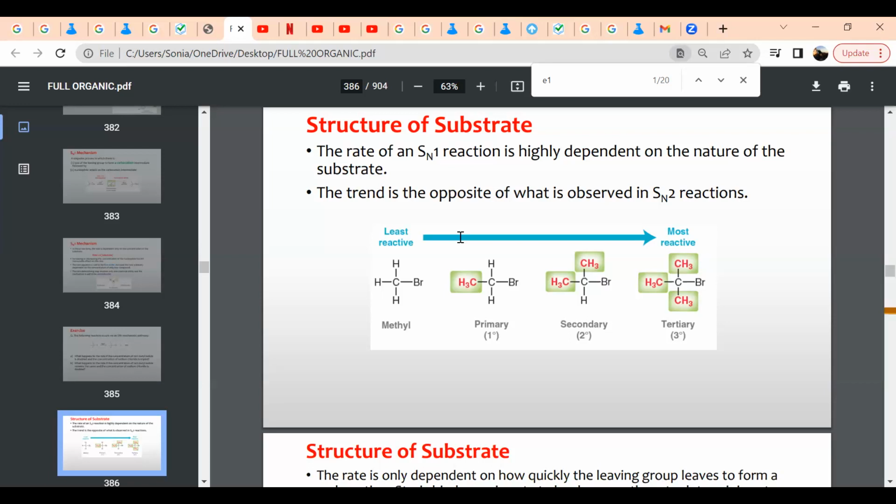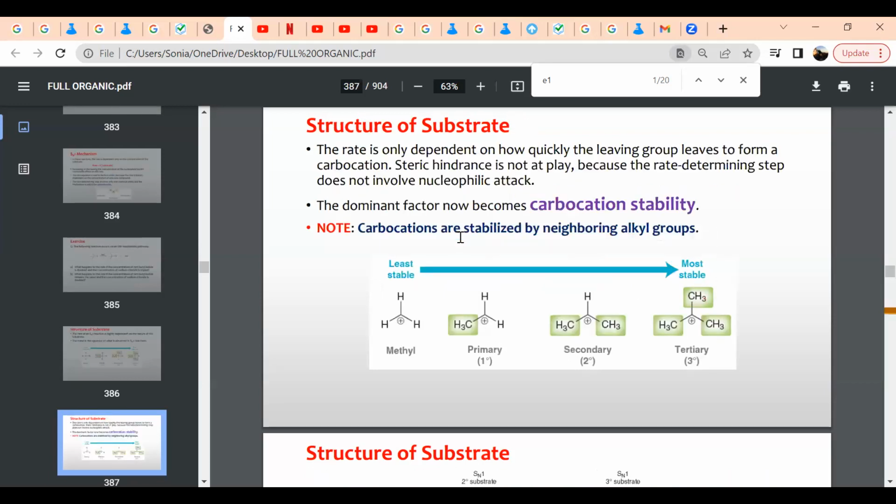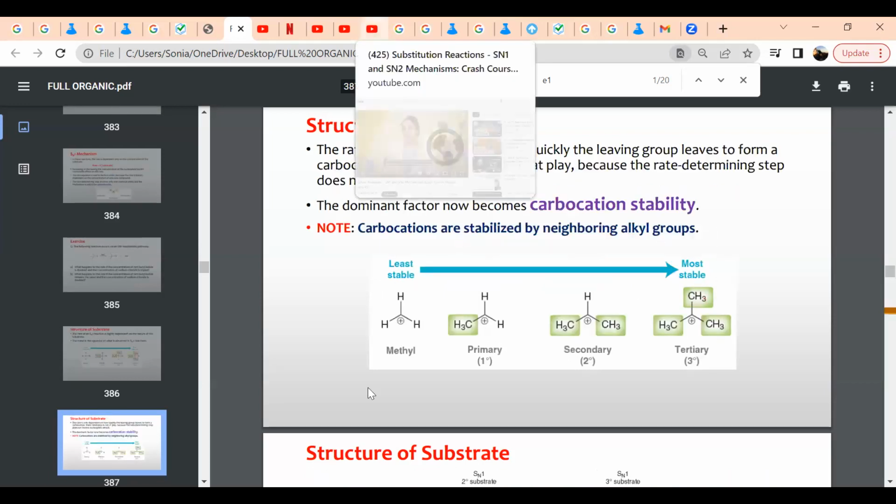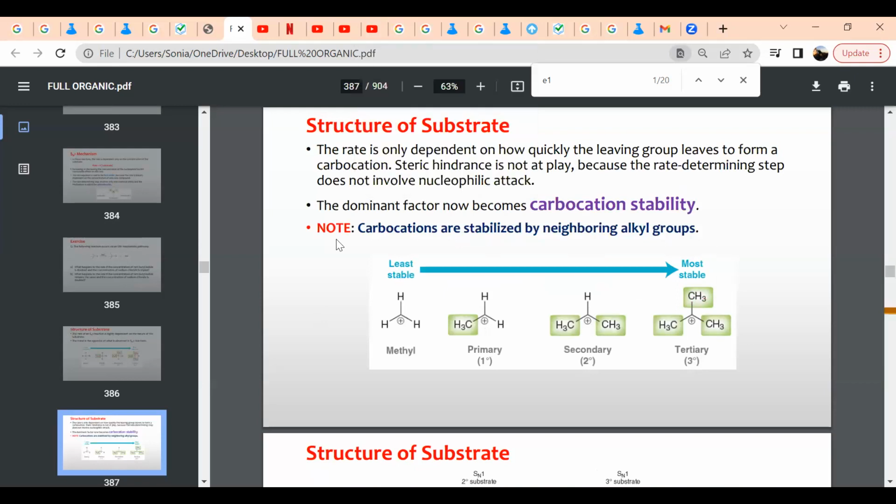So the trend is opposite of what is observed in SN2. For the structure of the substrate, the rate is usually dependent on how quickly the leaving group leaves to form a carbocation. For SN1, that's the key factor, the formation of the carbocation. Here, steric hindrance is not at play because the rate determining step is not about the nucleophilic attack like it was in SN2. So the dominant factor is now carbocation stability.